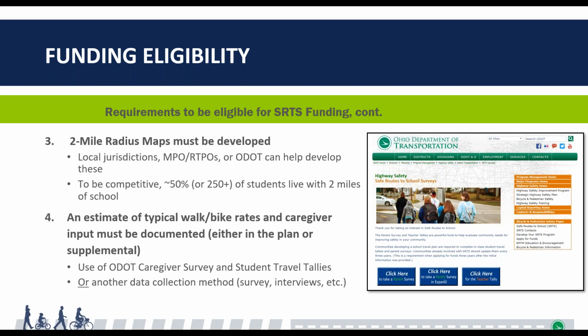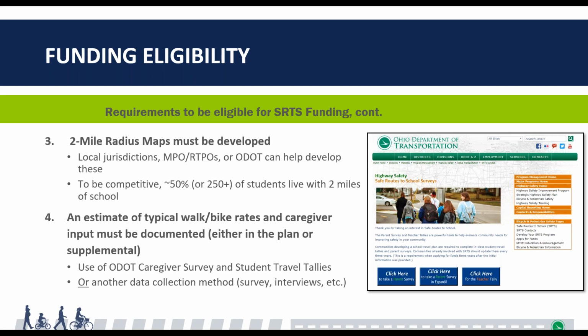And then the last thing that you need is a little bit of data, an estimated walking and biking rate, as well as input from parents or caregivers. You can collect this data however you want to. ODOT hosts 2 surveys that you can just use and promote if you'd like to. So we host an ODOT parent/caregiver survey, and we also host a student travel tally survey. By hosting this, I mean we have these online. Communities can be added to the drop-down, and you can promote those links.